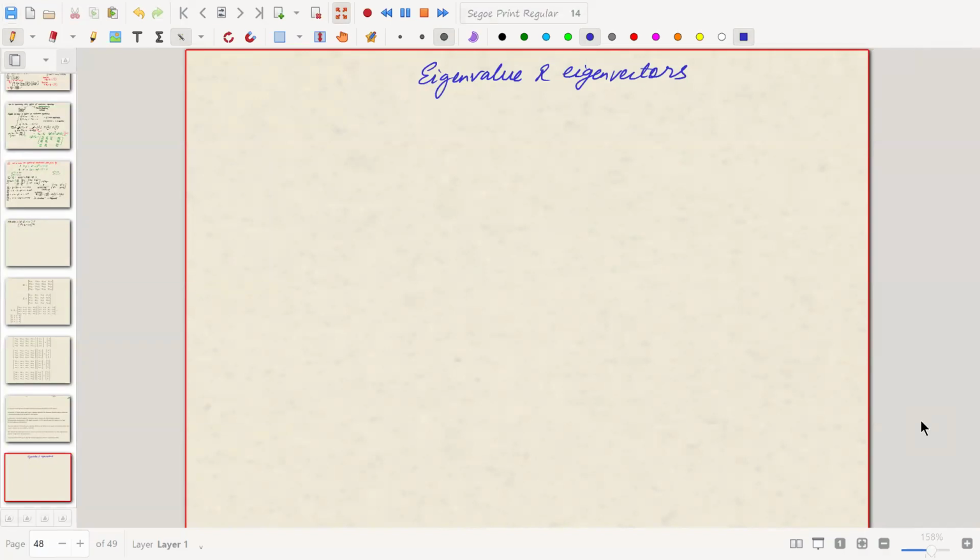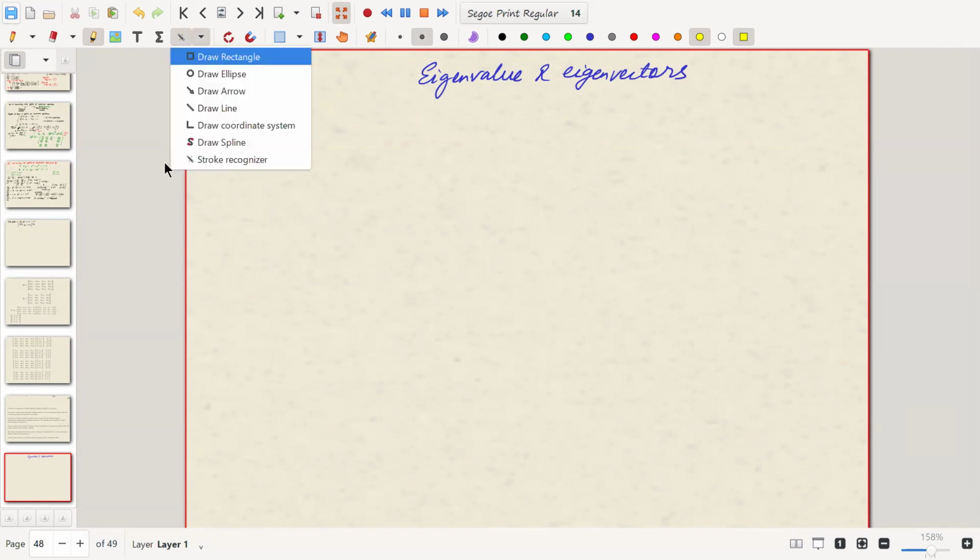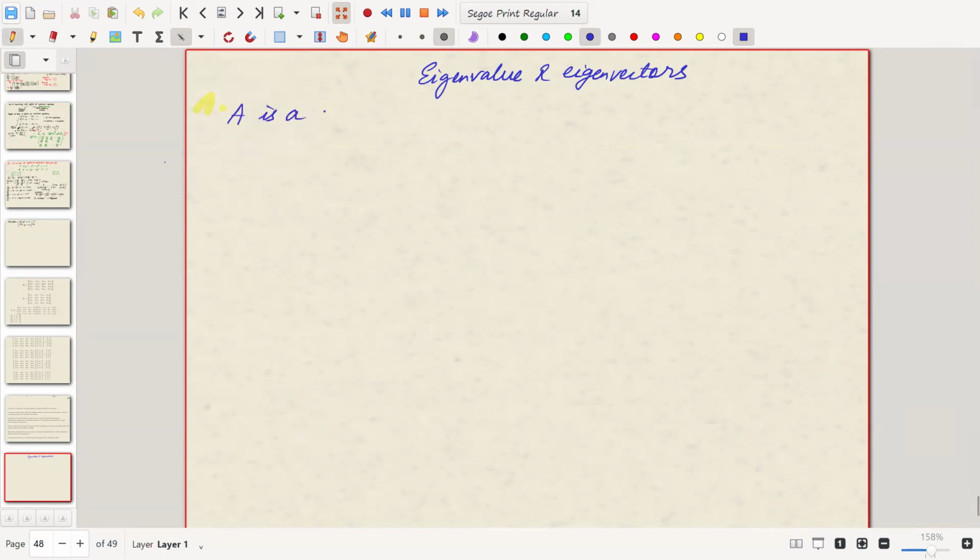Okay, so let us discuss eigenvalues and eigenvectors. Suppose you have a square matrix A of size n cross n, right? Then we saw that when you multiply A with a vector x, the resultant quantity becomes a vector, fine.